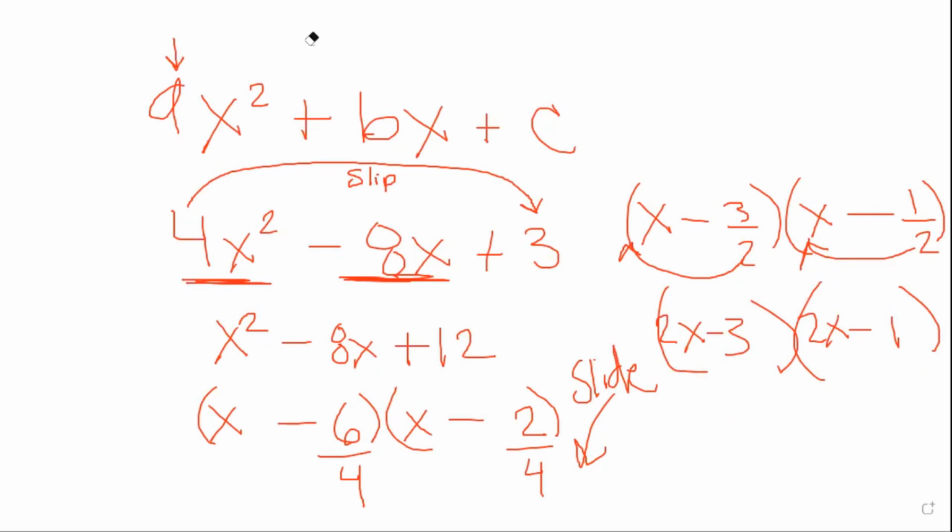So it's a little strange. We slip the 4 down to the end. Then we have to slide it back out, and if we are still stuck with a fraction, we move the denominator back to the front. Slip and slide.